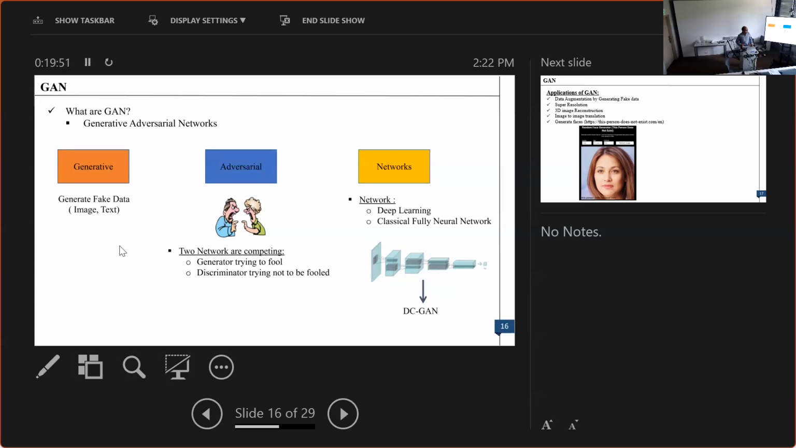The generator here is trying to fool the discriminator. The generator is trying to generate fake data and fool the discriminator, which is also trying to distinguish between a fake image, for example, and a real image. And networks, so here we can have either a neural network or deep learning, and the DCGAN, which is deep convolutional GAN, is a very popular one.